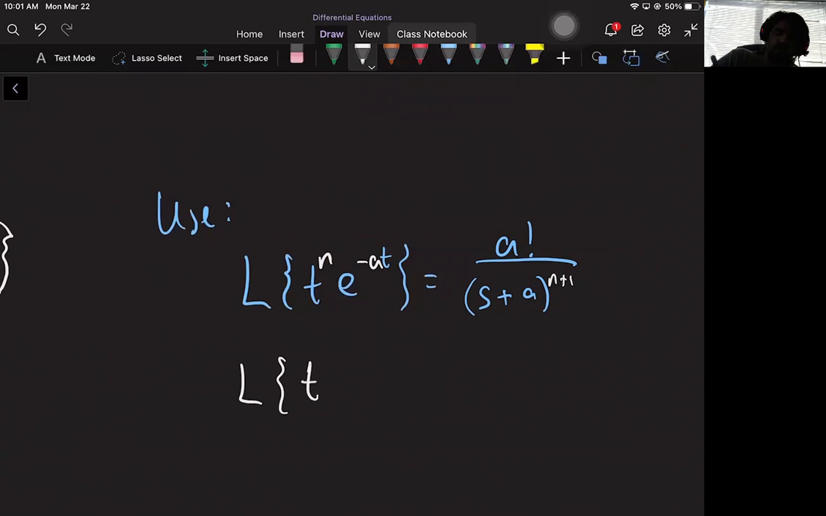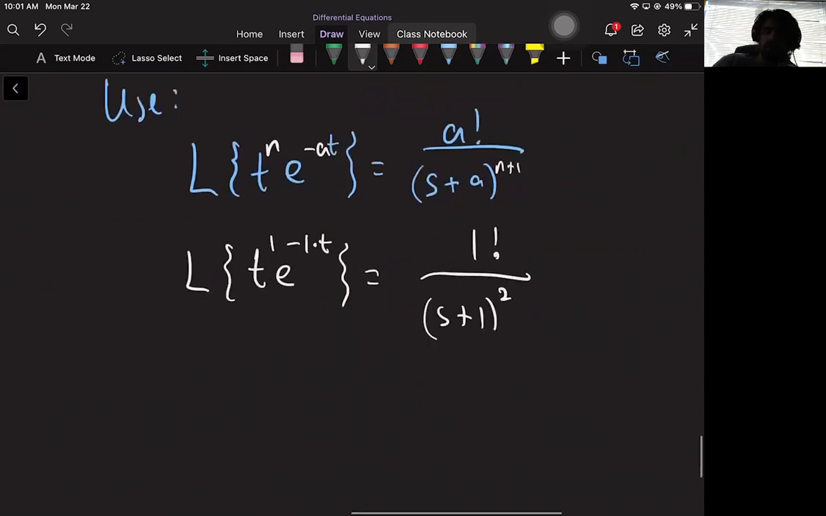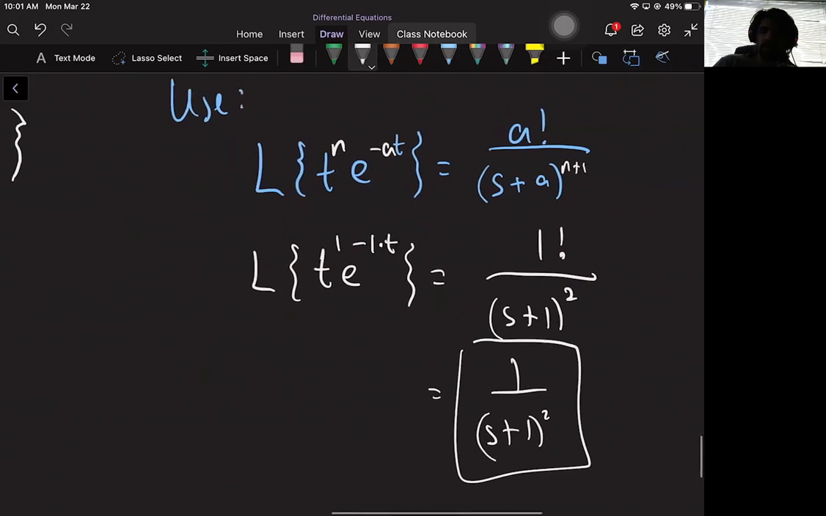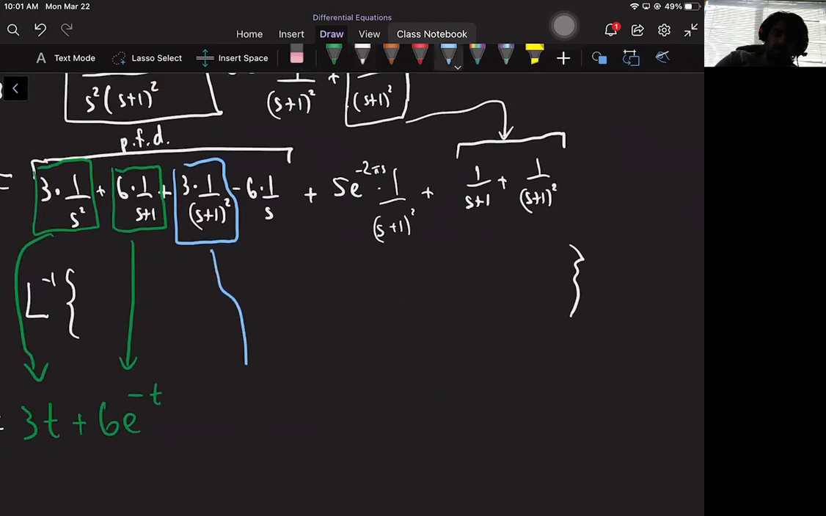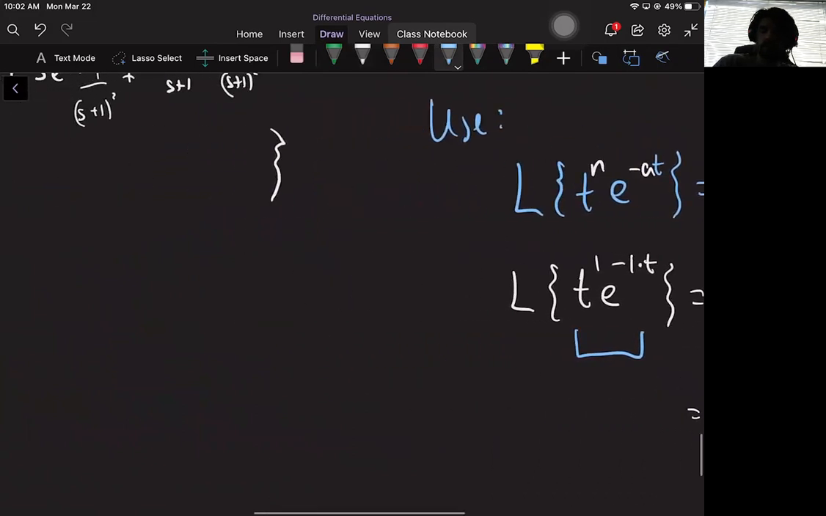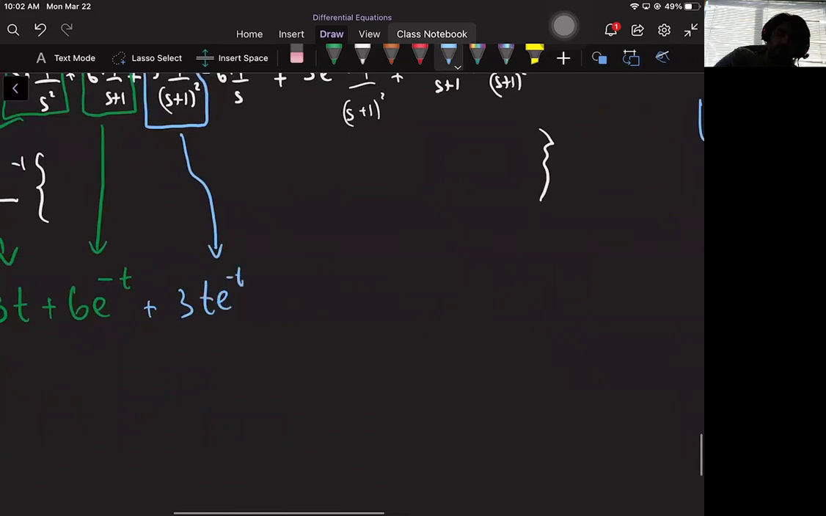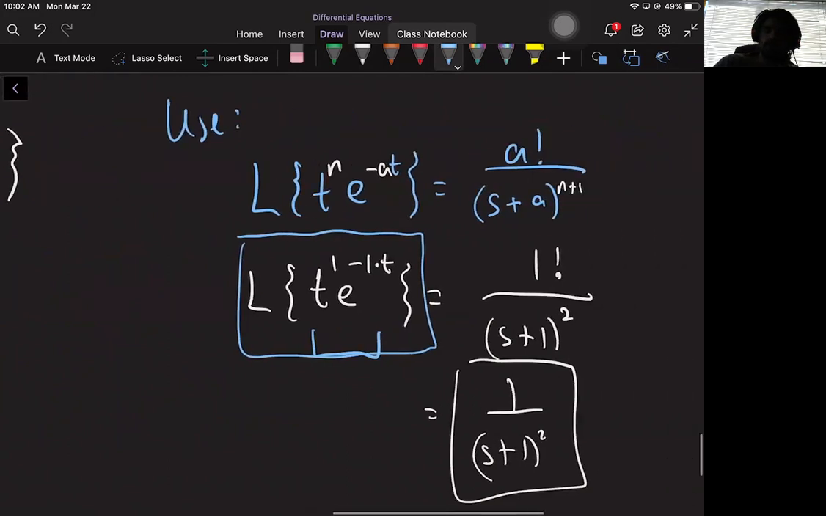But what we're using it for is t to the 1, e to the negative 1t. So the Laplace transform of this is going to be 1 factorial over (s plus 1) squared. This is what we have in a couple of places, 1 over (s plus 1) squared. We see it here, and then we look at the Laplace transform table and see that it must have come from this. So we get t e to the negative t. This is correct for this particular case. I'm just worried I wrote down the general formula incorrectly.